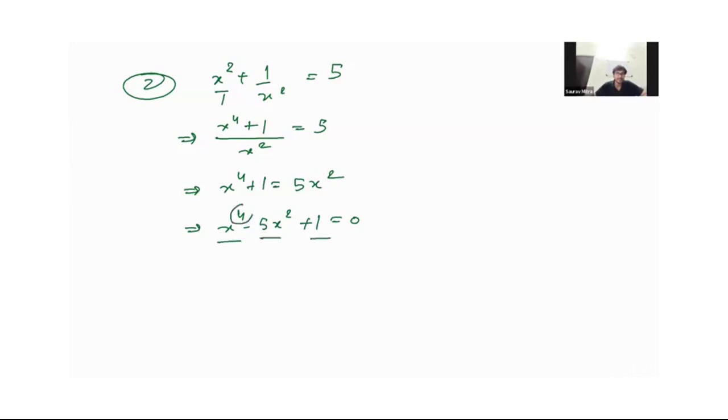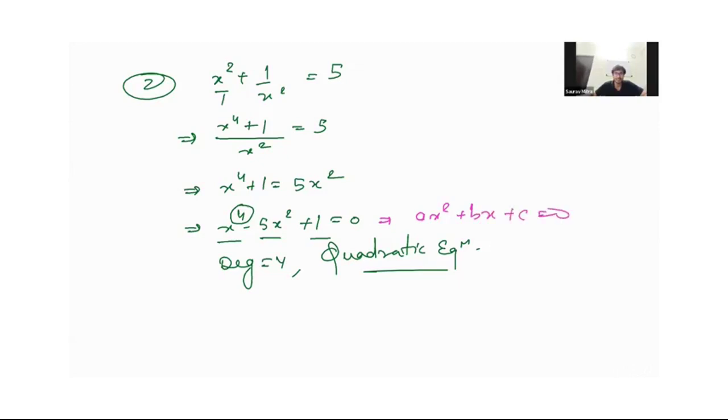Clear? The degree of the polynomial is the highest power of the variable. So here the degree is 4, which means this is not a quadratic equation. In this way, we have to recognize whether the given expression is a quadratic equation or not. On comparing with the standard form ax² + bx + c, it is not possible, since that has degree 2 and this has degree 4. So this is the concept of the standard form.